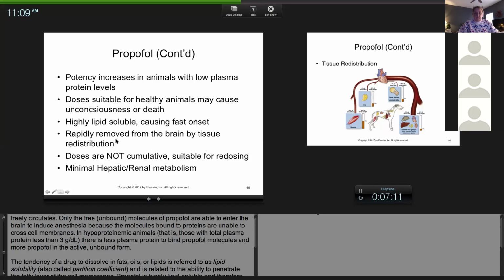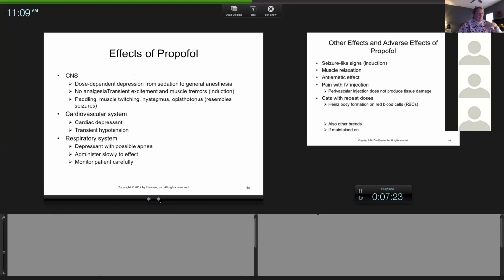Lipid soluble. So again, it has an affinity for fatty tissue, which is why it goes to the brain, and minimal hepatic renal metabolism. So it's adequate for induction of those patients if they have renal insufficiency or hepatic insufficiency. No analgesia.